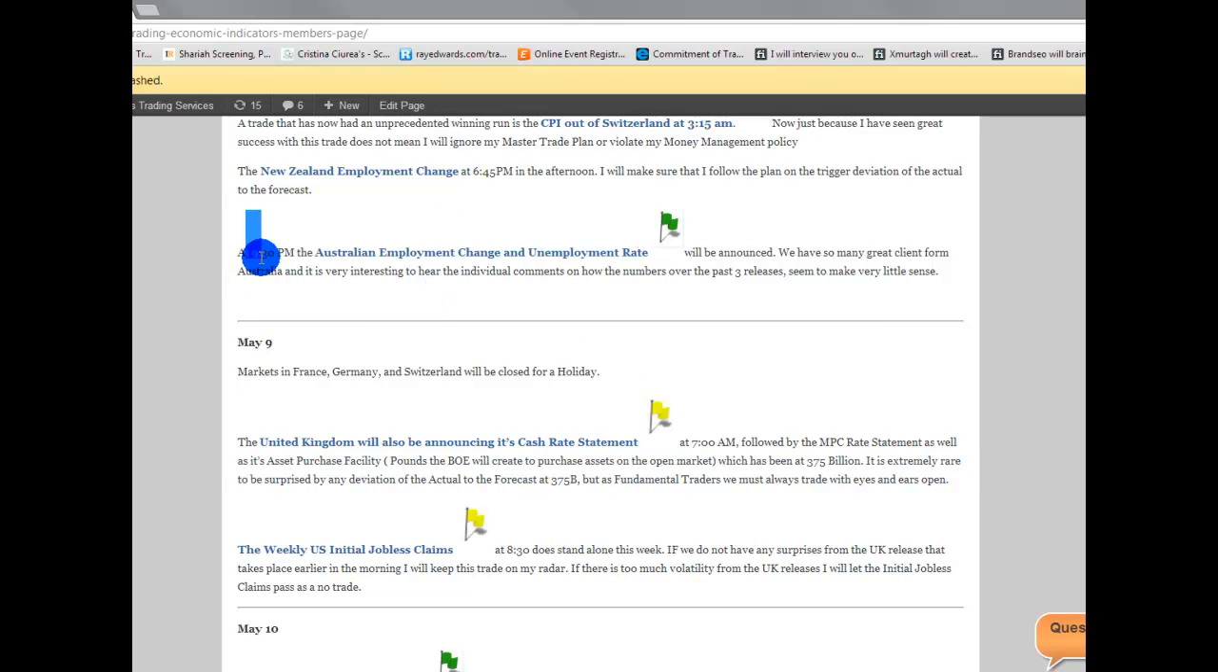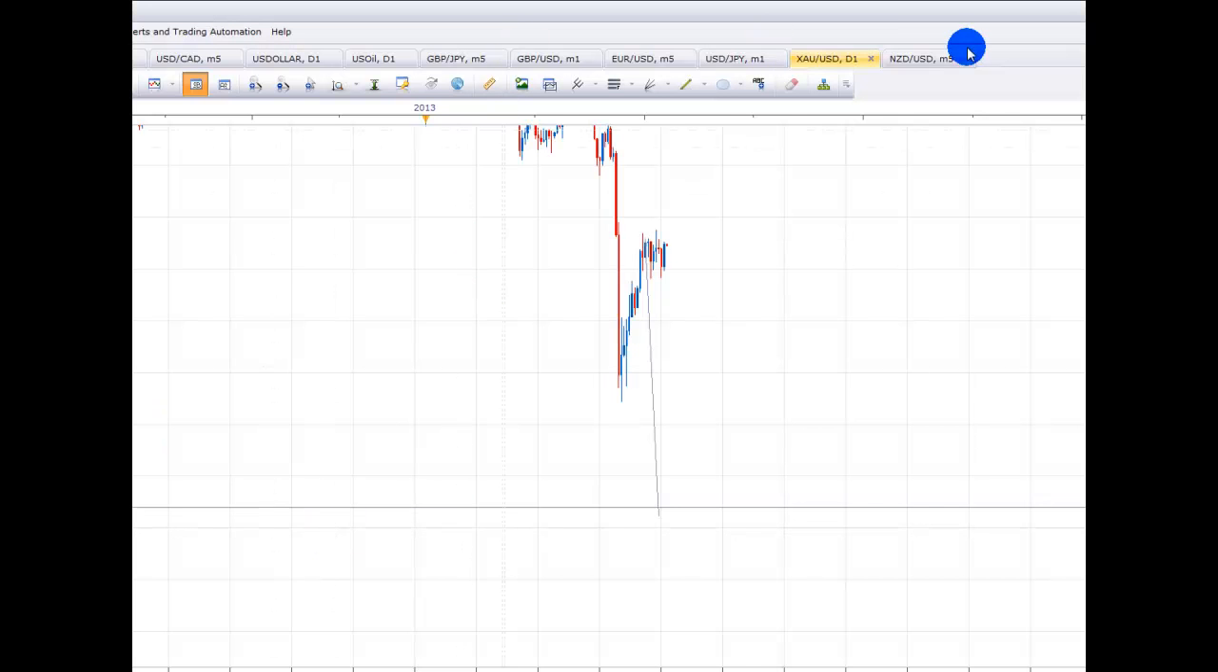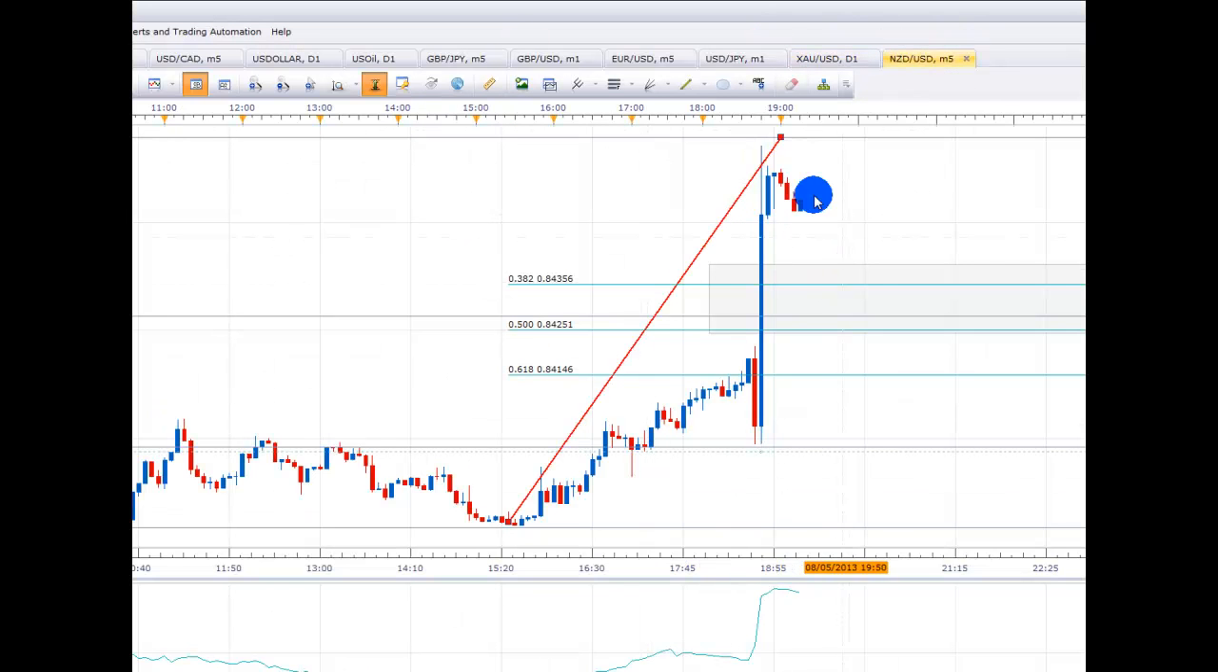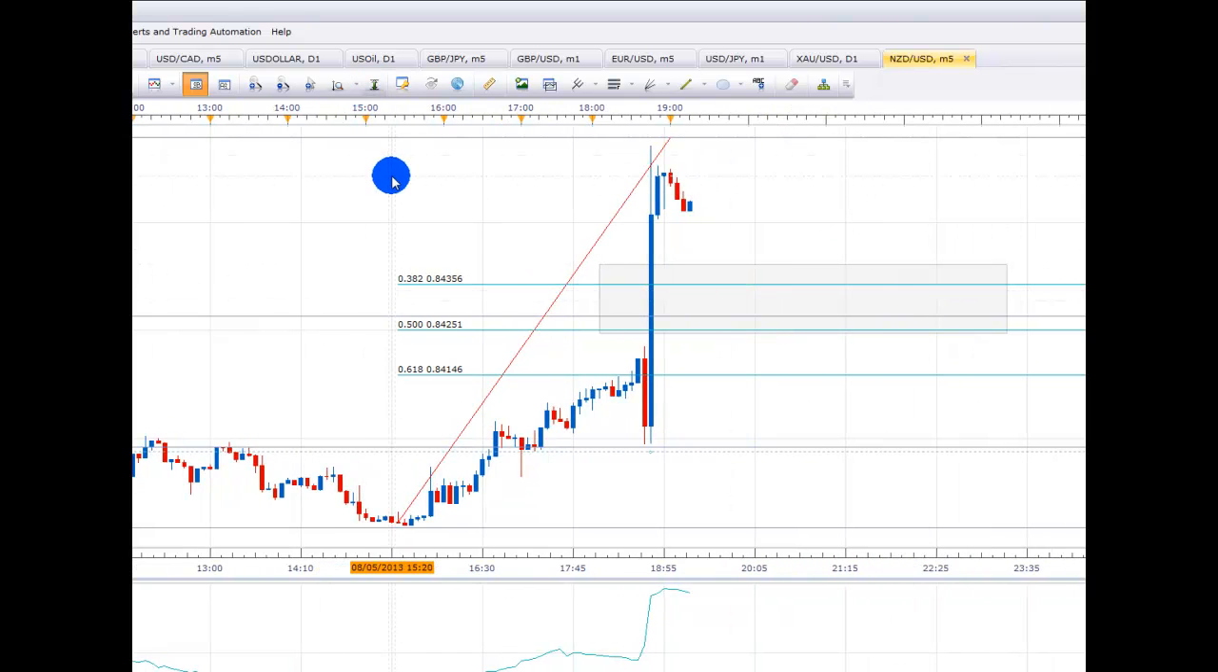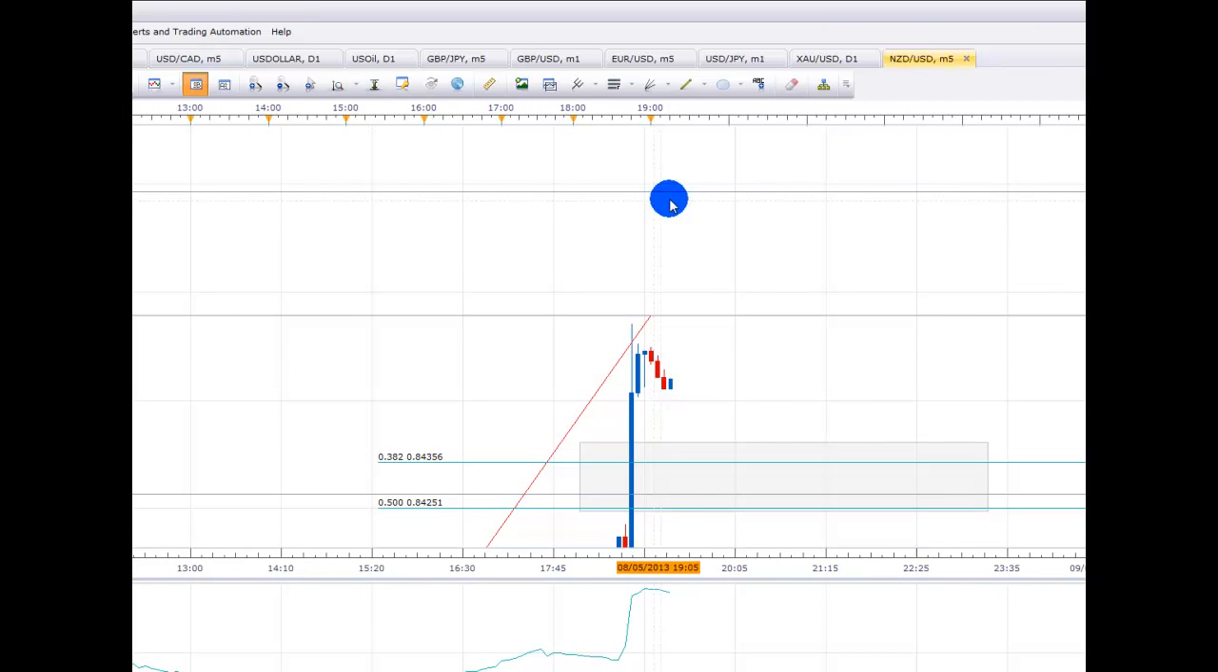Of course, I'll be looking at trading the Australian employment change, and we already have our orders set for our New Zealand employment. Let me pull that up. See, we're not yet filled. I'm expecting it to come down, fill me in, go back up, and hit the target. This is my target.